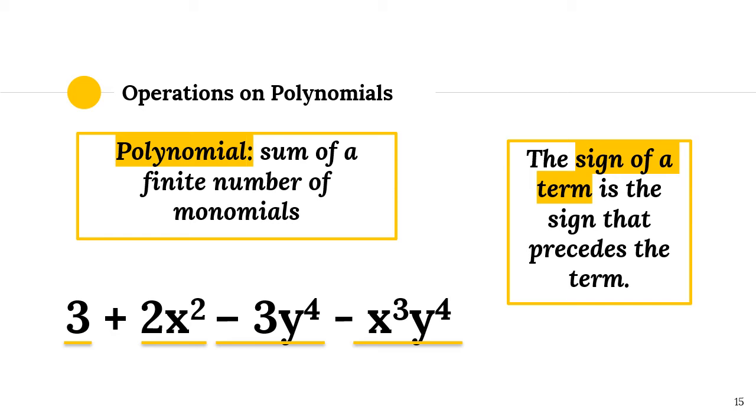So in 3, there is no sign. It's implied, it's positive. In 2x squared, the sign before it is plus, so it's positive. In 3y to the fourth, the sign before it is negative. And lastly, the sign is negative.